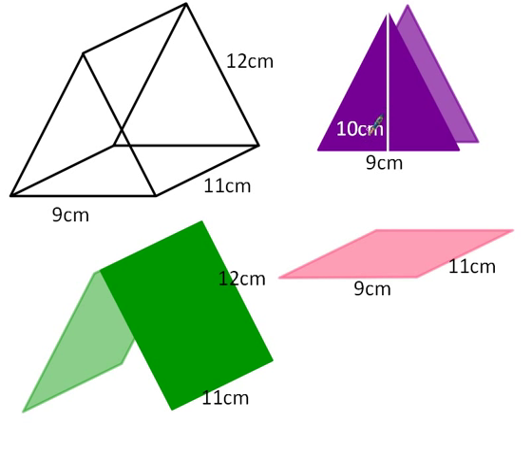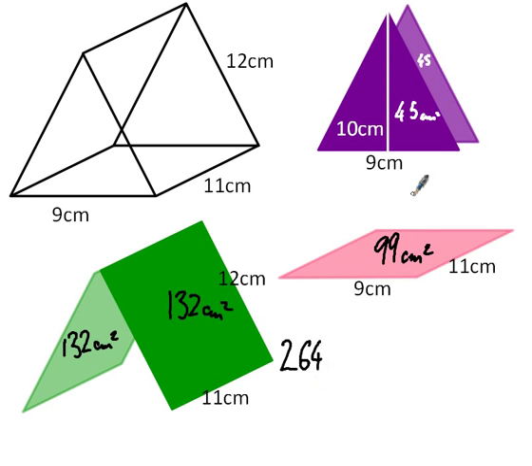So triangles, to find the area of a triangle, you need to multiply the vertical height by the base and then divide by 2. So 10 times 9 is 90, divide by 2, 45 square centimeters. So this one's also 45. This here has an area of 99 square centimeters. This one's 132. And so is this one. Okay, adding these 2 together first of all gives me 264. Adding 45 and 45 is 90. 99 add 90 is 189.